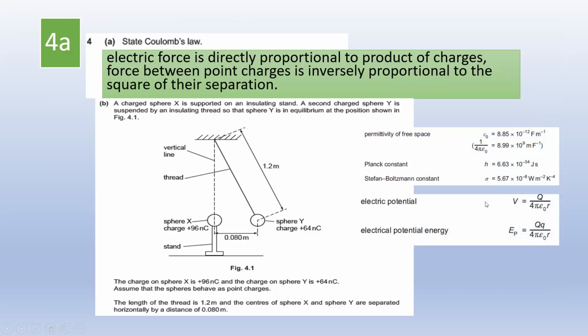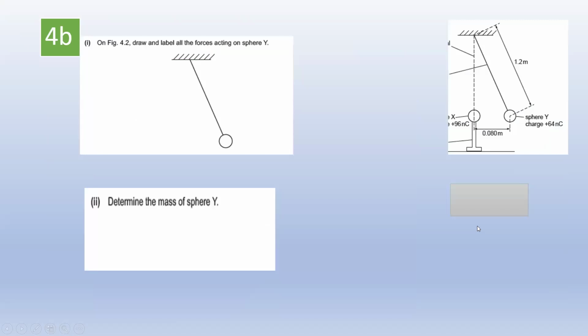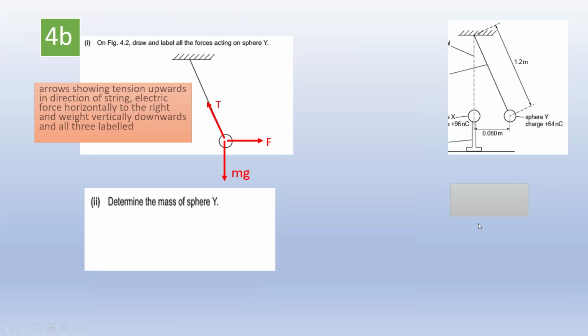Okay, there's a formula sheet, there's a data sheet. Alright, this is your AS work. Show the forces acting. The weight is the first one, mg, going downwards. Repulsive force, so there's an electric force, and there's a tension. There's a marking scheme.